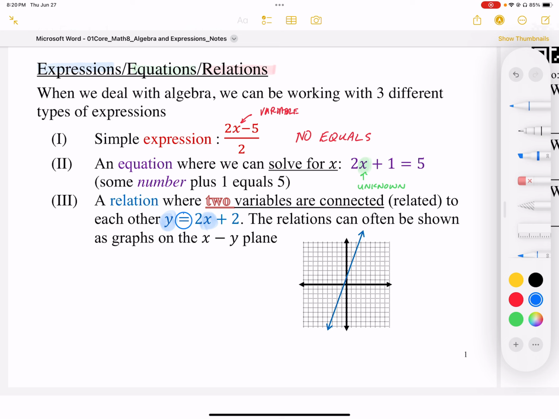And when we talk about relationships, we're going to be talking about graphs as well. So relationships are things that we can graph on xy planes. So on this xy graph, we're going to see this relationship. So this one, y equals 2x plus 2, is going to look like this when we graph it, because we can put in a bunch of different x's and y's, and as they change, they're going to follow some pattern, and it's going to be a straight line in this particular case.